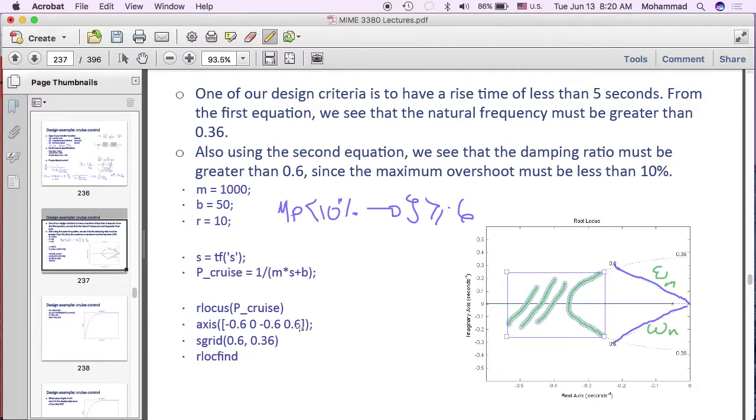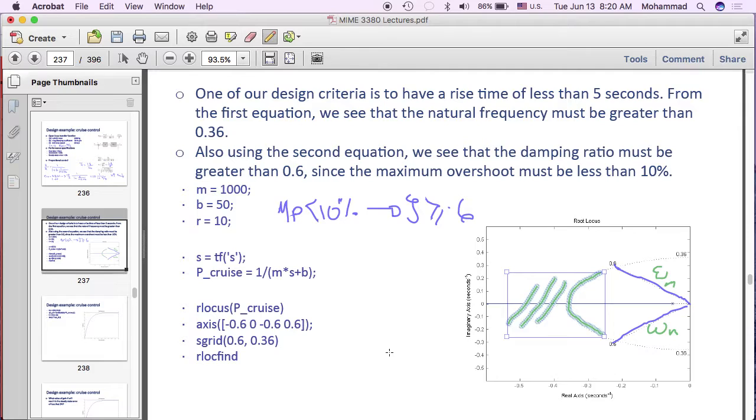And even our open loop pole is to the left of that semicircle. So even at open loop, we have the reach time that we want. Now, the next requirement is about the steady state error.